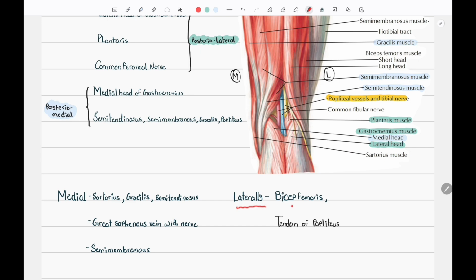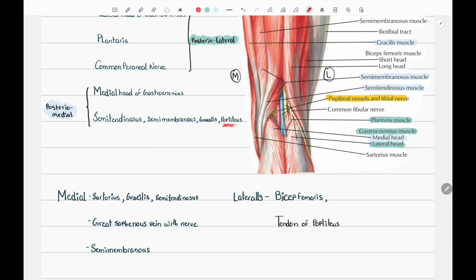The lateral relations of the knee joint are biceps femoris and the tendon of popliteus muscle. So this is the biceps femoris muscle. It has two heads, the short head and long head. They are lying laterally to the knee joint and the tendon of popliteus.